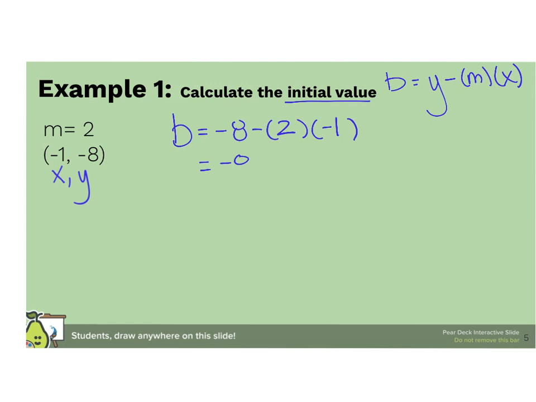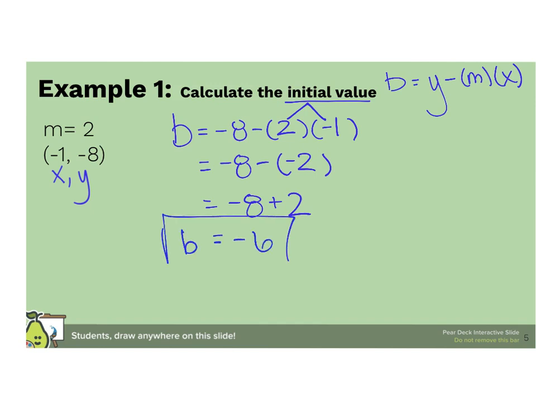So I'm going to bring down my negative 8 and my minus, and just one set of parentheses, and I'm going to multiply the 2 and the negative 1 to get negative 2. I'm going to rewrite this because minus a negative means plus. Now I have negative 8 plus 2. The initial value, or the y-intercept, or the b, is negative 6.